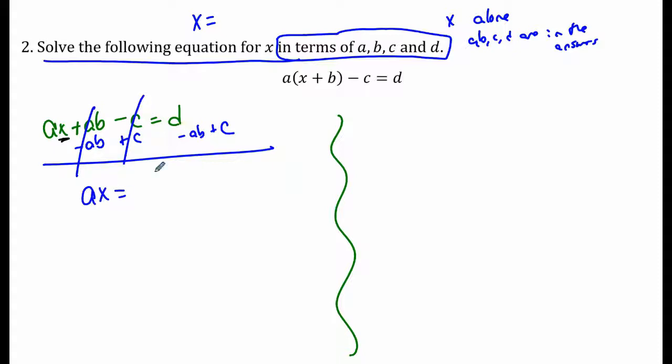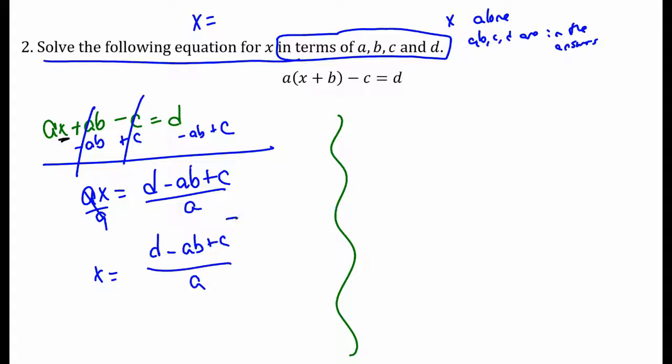ax equals d minus ab plus c. Well, that's a times x. How do I undo a times x? I'm going to divide by a, because I want to get x all by itself. So I end up with an answer of x equals d minus ab plus c, all over a. And there's my value for x. It looks horrific, and it is awful, but that's my solution.